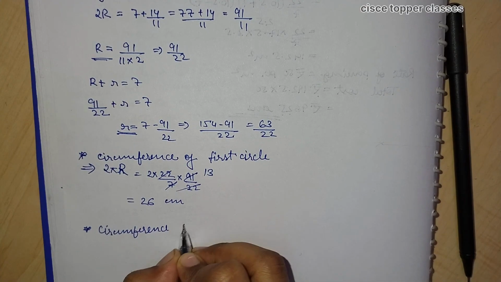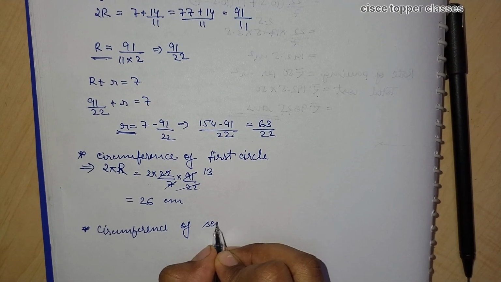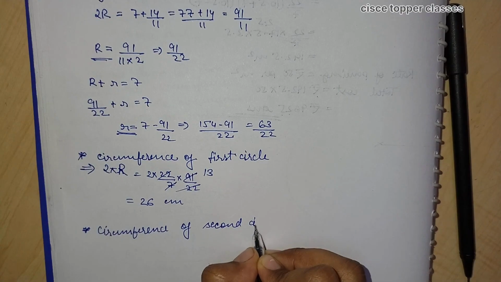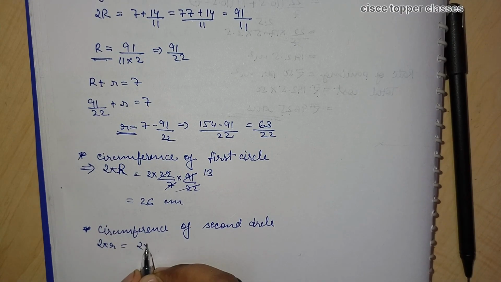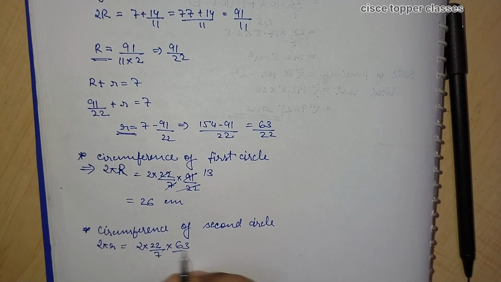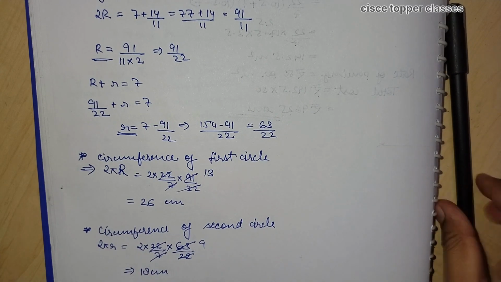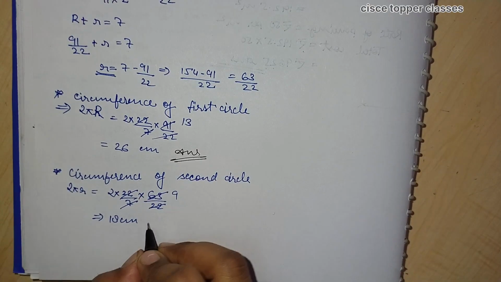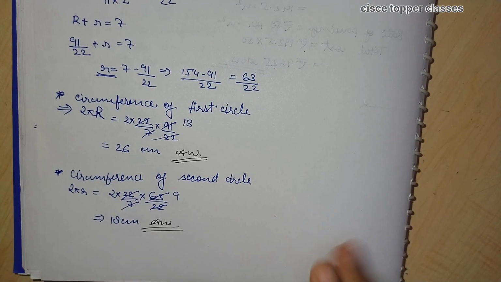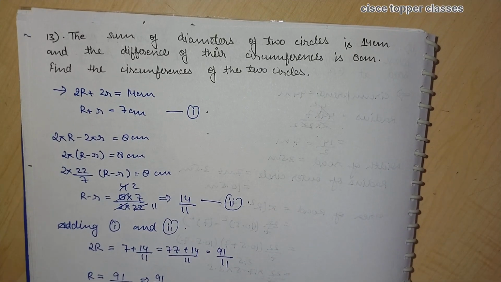So circumference of second circle will be 2 pi small r equal to 2 into 22 by 7 into 63 by 22. This will be cancelled out and here this will be 9. So 18 centimeter. So this is the final answer here in this question: circumference of first circle and the circumference of second circle. So this is the solution of the 13th question here.